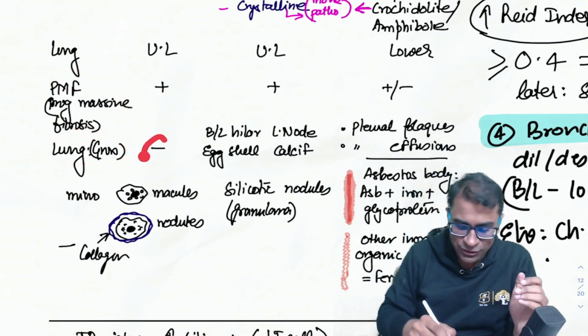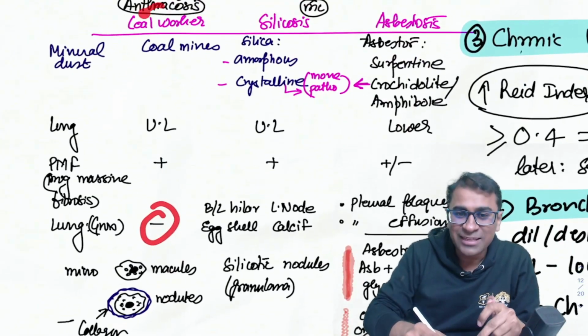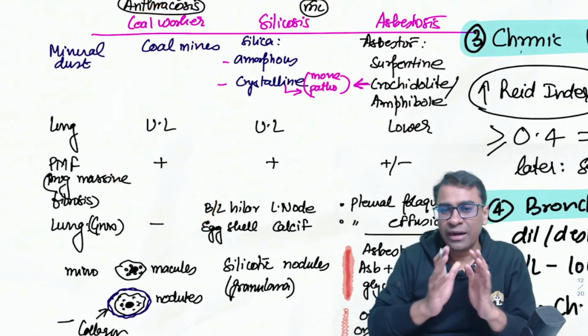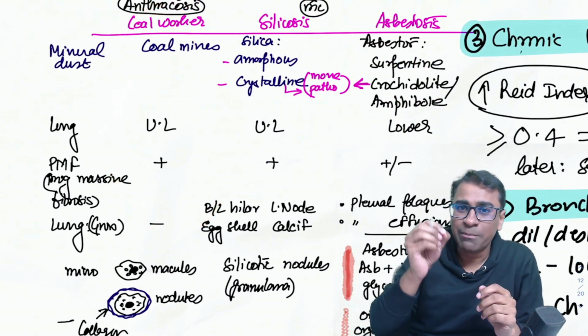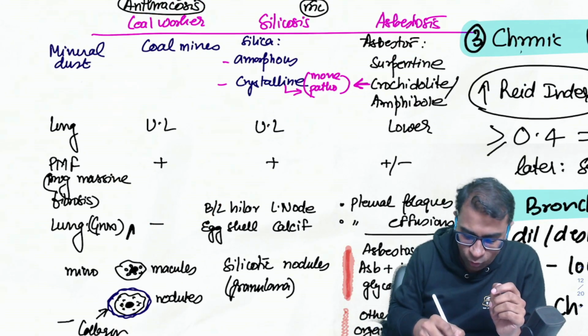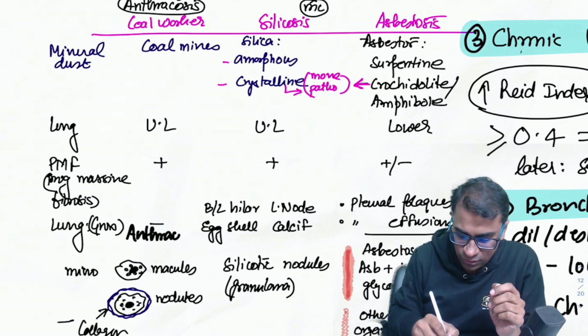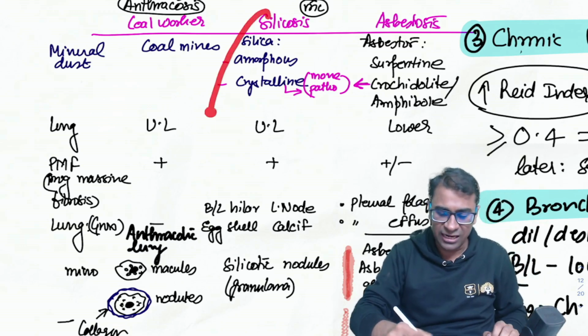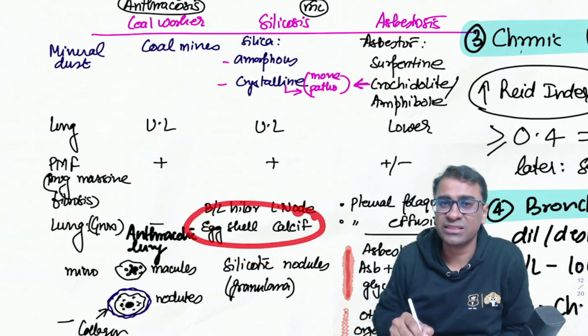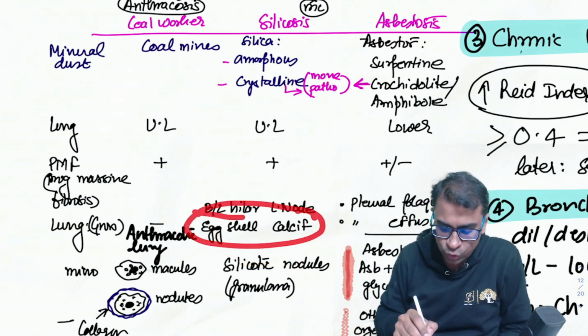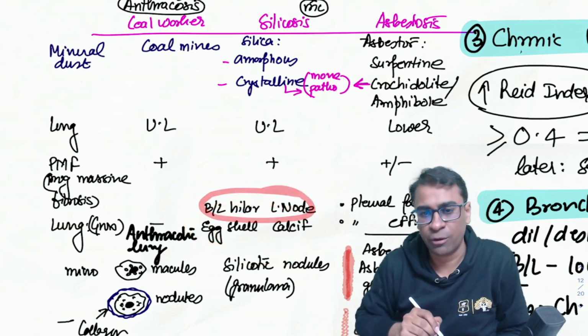In gross morphology, the coal worker's lung does not show any finding apart from a black pigmented lung, called anthracotic lung. Next is silicosis. In silicosis, it shows eggshell calcification, which was this year's INICET question. Along with that, they show bilateral hilar lymphadenopathy.